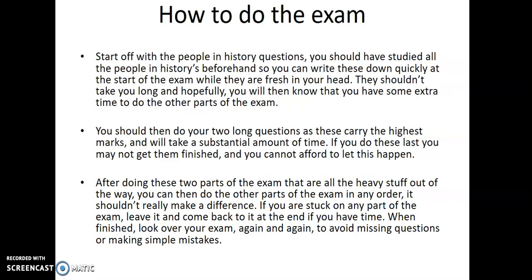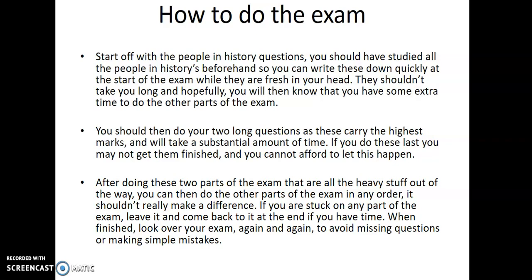So how do we do the exam? If I were you, what I would always advise is to start off with the people in history questions. They're the things that you spend the most time learning off, and because it's one per section, you'll have one studied for each section. You can write these down quickly. As we said, you're looking at 20 to 25 minutes. Because you've learned these off, they're fresh in your head. Get them out of the way, and they shouldn't take you too long because they're at the forefront of your mind. Then the idea is that you start off strong, and that momentum will carry you through the rest of the paper and give you that self-confidence.